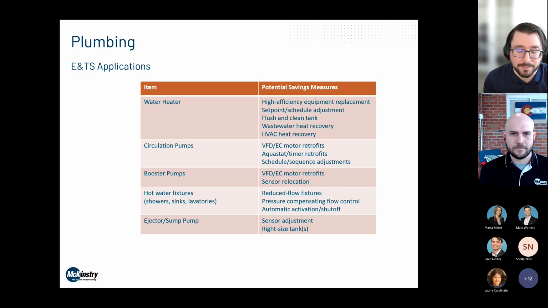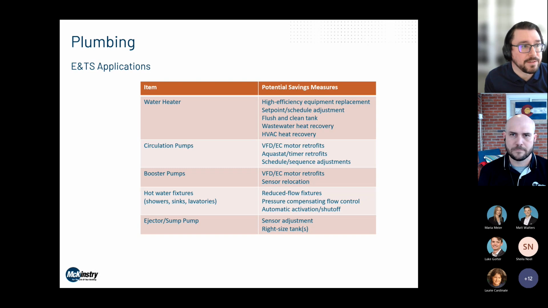And then ejector and sump pumps, you'll find those scattered throughout, especially older regions that maybe don't have really deep sewers, so you'll get a lot more ejector and sump pumps. What we can do there is adjust level sensors in the tanks for when they turn on and when they turn off, and right-size the tank so they don't have to run all the time. Those can be big ones. So, a quick preview of how plumbing systems can have an impact on some of the stuff we look for.